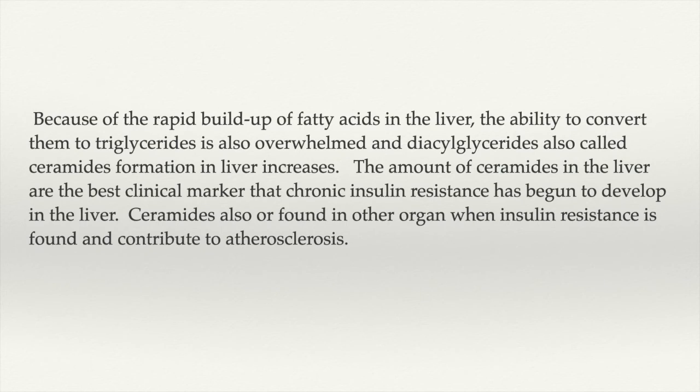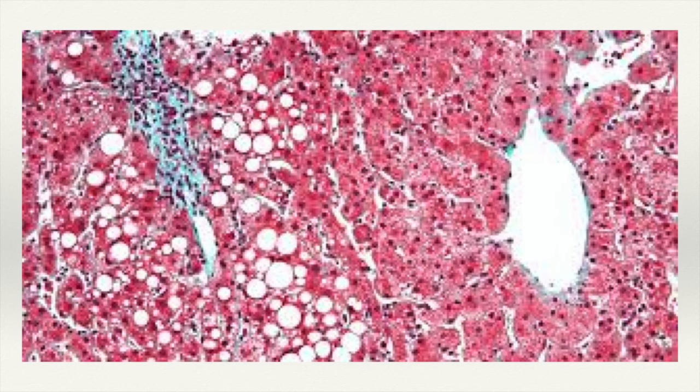Because of the rapid buildup of fatty acids in the liver, the ability to convert them to triglycerides is also overwhelmed, and ceramides begin forming in the liver and increasing. The amount of ceramides in the liver is the best clinical marker that insulin resistance has begun in the liver. Ceramides are also found in other organs when insulin resistance is present and contribute to atherosclerosis.